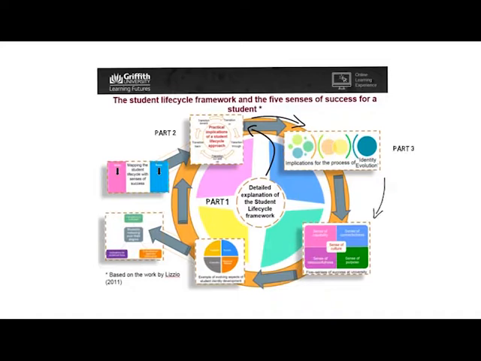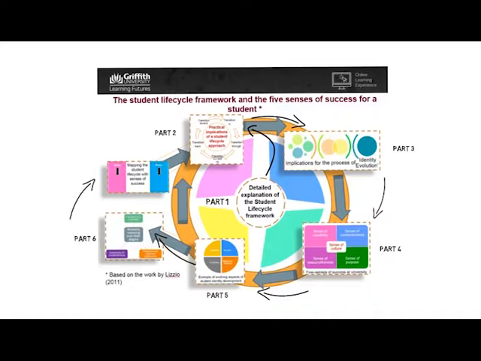Part 4 of the Student Lifecycle Framework, exploring the 5 senses of success at university. Part 5 of the Student Lifecycle Framework, drilling down into an example of the evolving aspects of student identity development. Part 6 of the Student Lifecycle Framework, understanding the notion of student maturity and how we can support that.